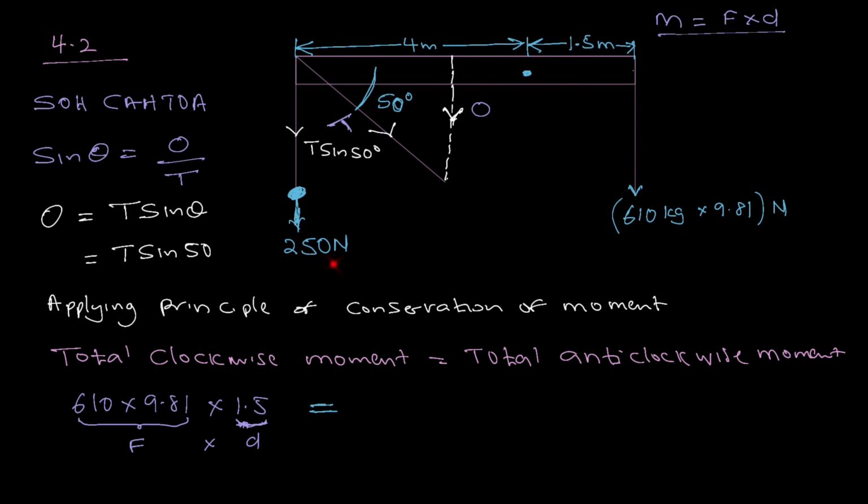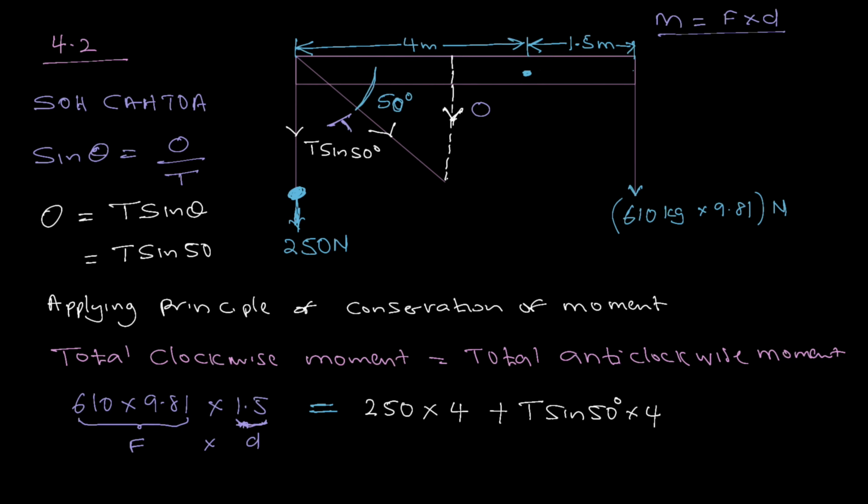That's the anti-clockwise moment going in the opposite direction to clock. So that would be 250 newton times the distance, which is 4 meters, plus T sine 50, that's the force, times 4. So here it is. That's the weight or force times the distance, plus another one coming down. Apart from that, there's another one coming down which is parallel to that, and that's T sine 50 degrees times 4.